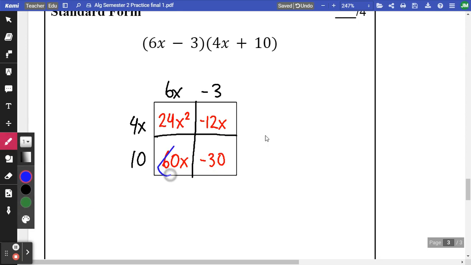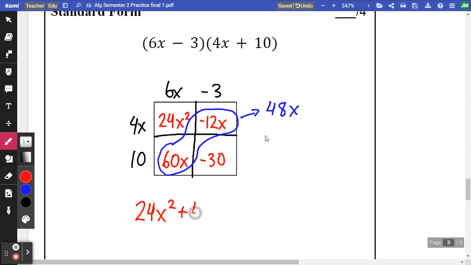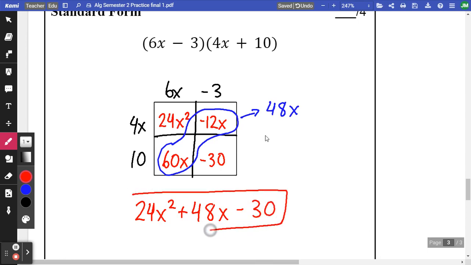Now looking along the diagonals here, I can subtract 12 from 60, and these add up to 48x. And my answer becomes 24x to the power of 2 plus 48x minus 30. And this is in standard form because it's from highest exponent to lowest exponent.